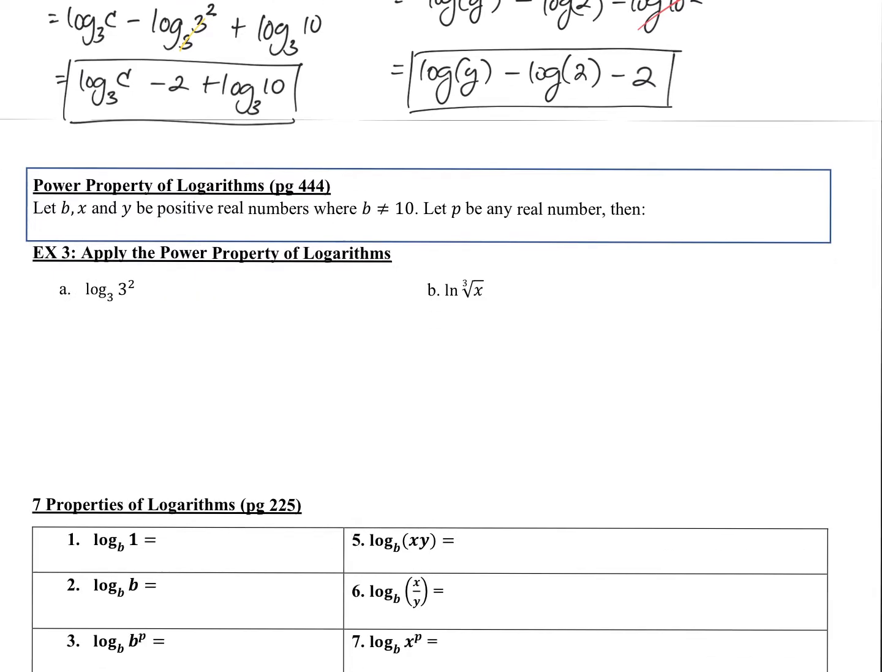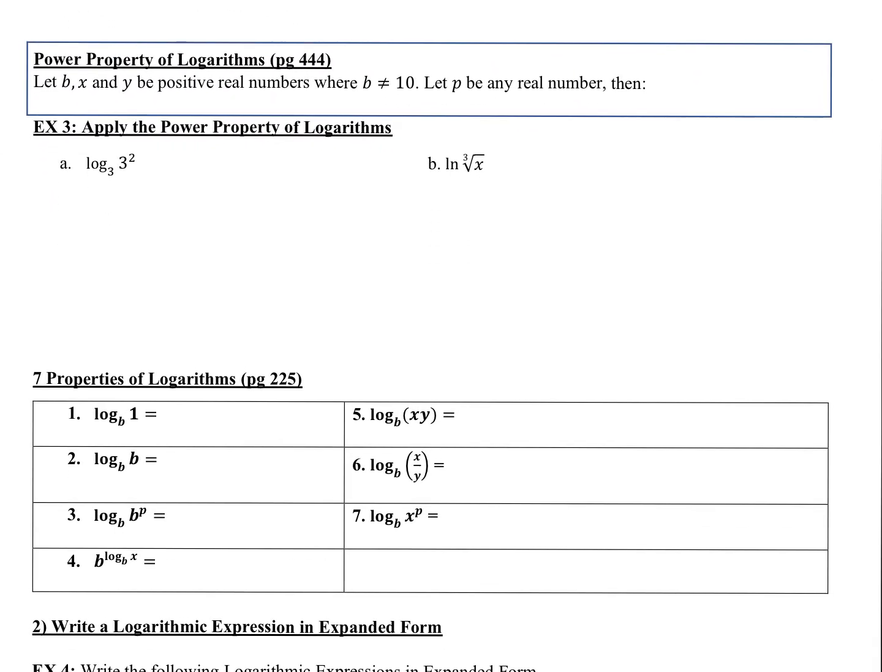The next rule that we're going to look at is called the power property of logarithms. And this one is really useful when we're solving equations with logarithms. So definitely keep this one in mind. Let b, x, and y be positive real numbers where b is not equal to 1. Let p be any real number, then what do we have?